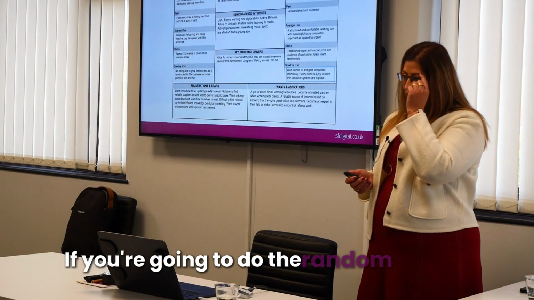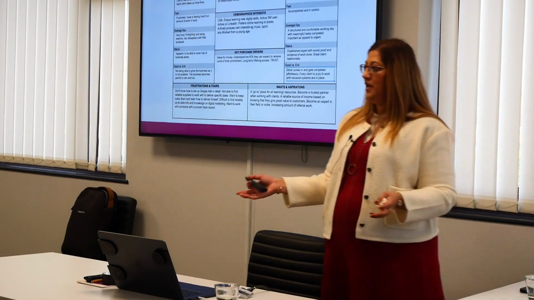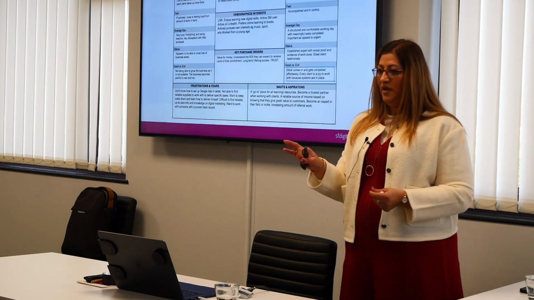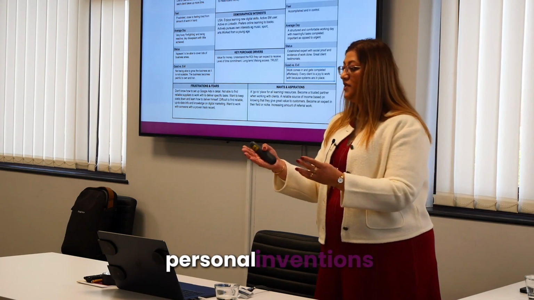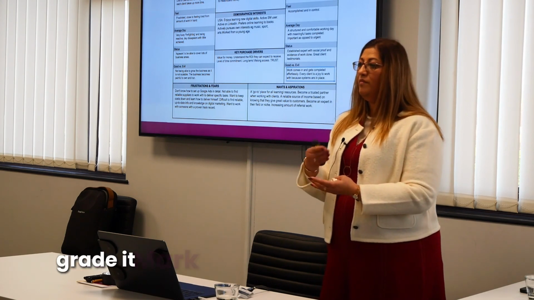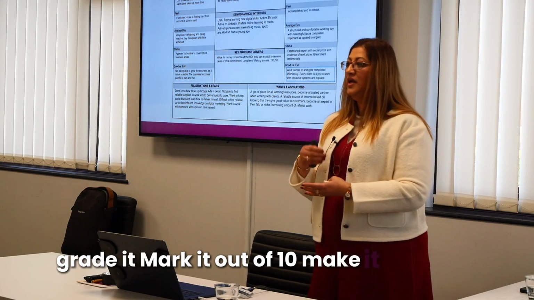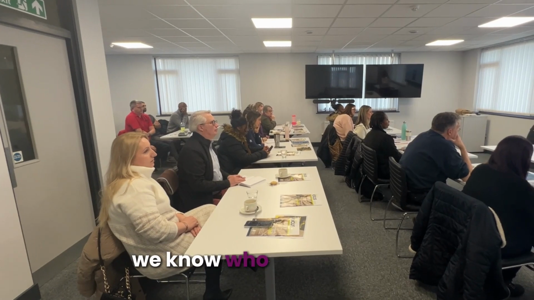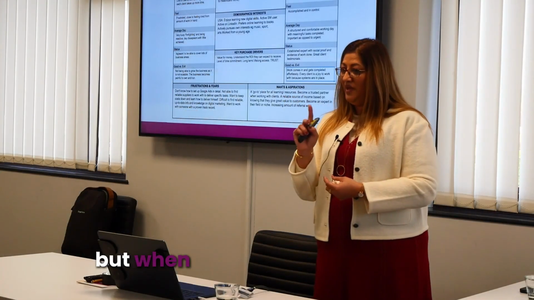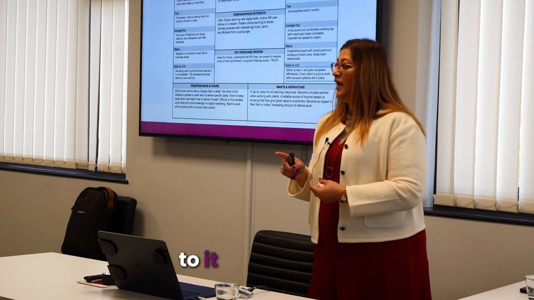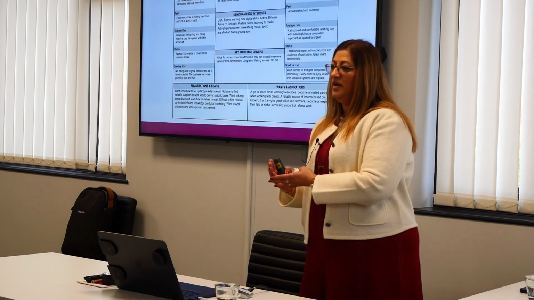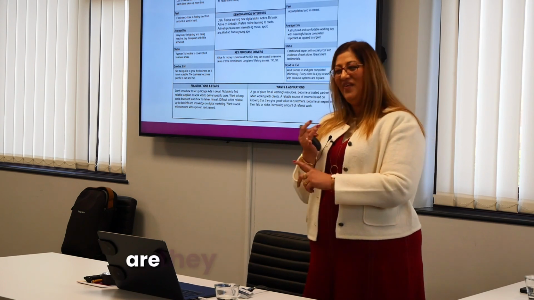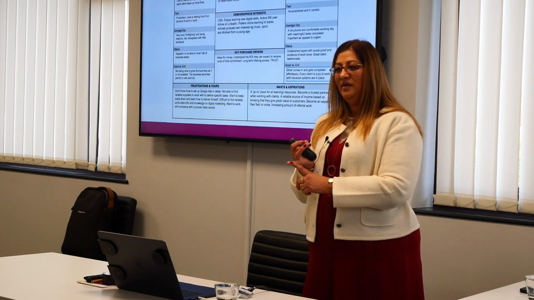If you're going to do the random sample, let's say pick 10, fill this out. And one thing that's missing on this sheet, because this is one of my personal inventions, grade it, mark it out of 10, make it objective. Because subjectively, we think we know who is our avatar. But when we start to put numbers to it and work out, well, I think this is the person I love working with. But the reality is, are they the ones that bring the most revenue?